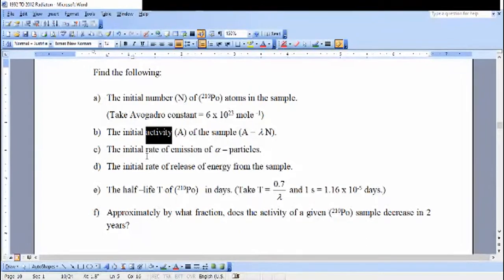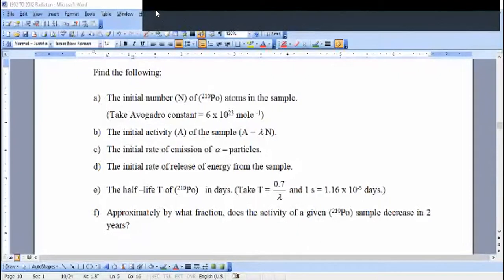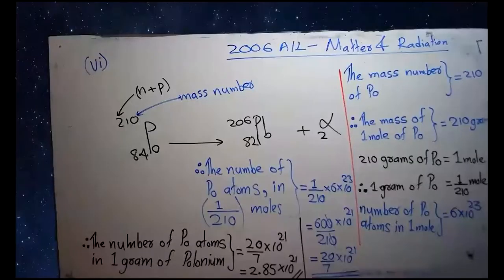The number of nuclei decay per unit time, or the rate of decay. Very good. Again, dear, for all of us, please tell again. The number of nuclei decay per unit time, or the rate of decay. Very good. Excellent. So here, look at the board.